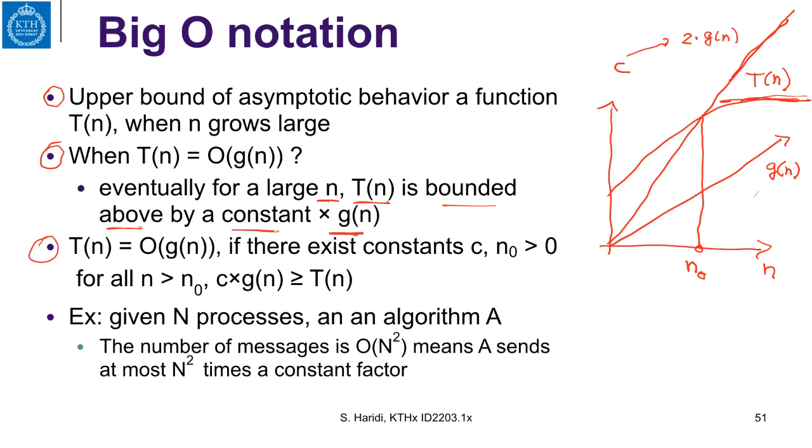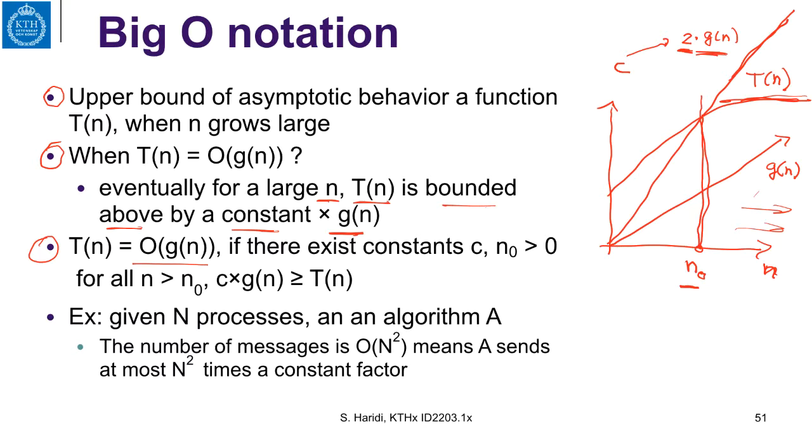So T of n is equal O of G of n if there exist constants C and n naught greater than 0, and for all n greater than n naught, I mean up to this point here, C times G of n is greater or equal T of n. Okay, so that is the meaning of a big O notation.